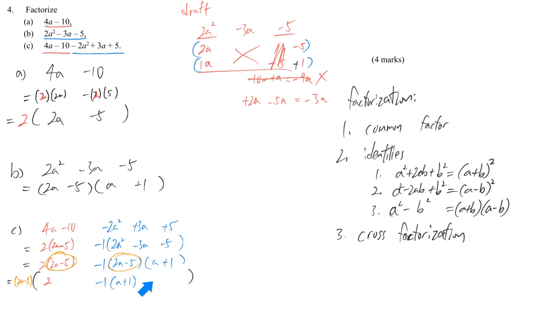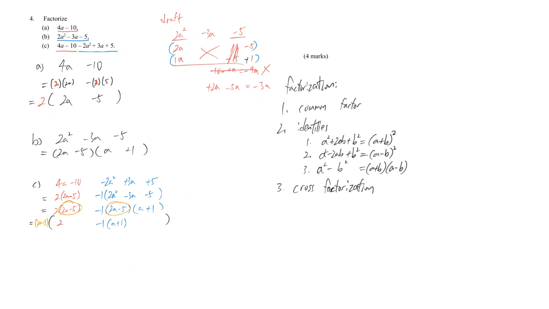Afterward, we already factorized it, but this format we better simplify. So we continue our calculation. We get 2a minus 5 here. We have 2. And in the second bracket, we try to expand it. We get negative a and negative 1. So 2 and negative 1, we can combine them together. It gives negative a and then plus 1. So that's the answer for factorization.